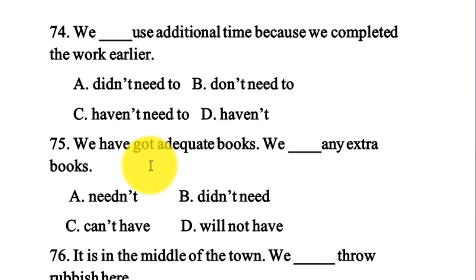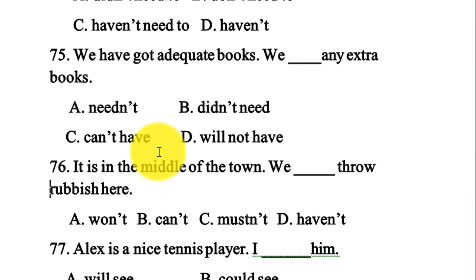We have got adequate books. We blank any extra books. We have got adequate, enough, sufficient books. We blank any extra books. Clear question. The options: needn't, didn't, will not have, and can't have. I have enough books, so extra books are not necessary.